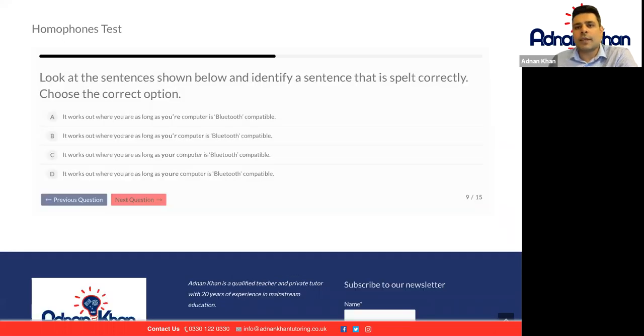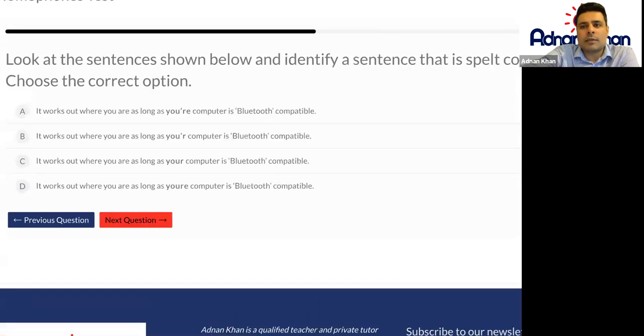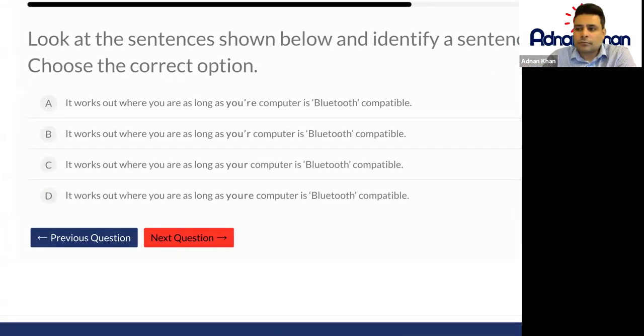Let's do one more together. So let's have a look at this. Take your time with this. There's no rush. Let me just increase the size so you can see properly. Is it C? C. So let's have a look. It works out where you are as long as your computer is Bluetooth compatible. So in this case, we're looking at your, and you're. And this particular your that you've chosen is correct.